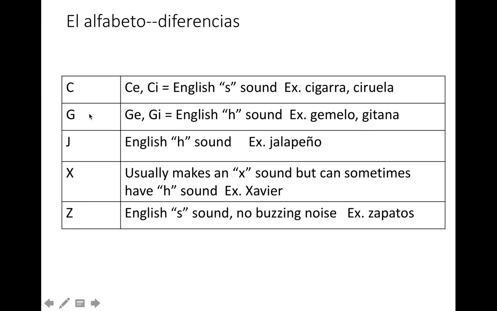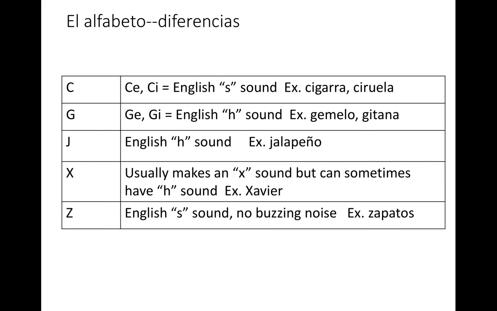So GA, GO, GU will have a G sound, but GE, GI will have an H sound, like gemelo or gitana. And some places actually emphasize that sound. It's more guttural, more than what's natural for me. Gemelo, gitana. The J also has an H sound. For example, in this vegetable, jalapeño. Please, from now on, do not call them jalapenos. They are jalapeños, okay? Jalapeño.